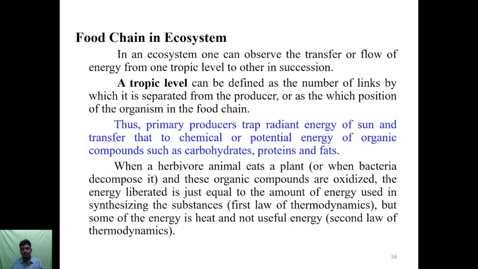Food chain in ecosystem. In an ecosystem, one can observe the transfer or flow of energy from one trophic level to another in succession. Already we discussed that trophic level can be defined as the number of links by which it is separated from the producer, or the position of the organism in the food chain. Thus, primary producers trap radiant energy of the sun and transfer that to chemical or potential energy of organic compounds such as carbohydrates, proteins and fats.